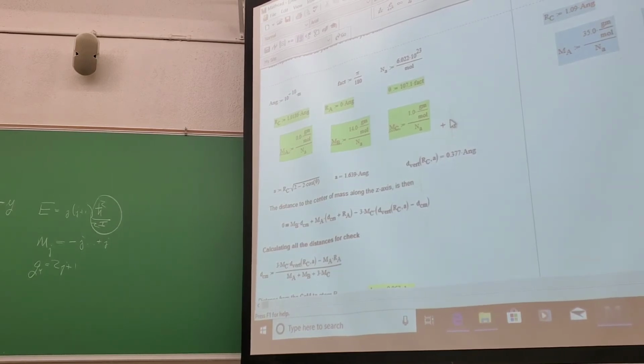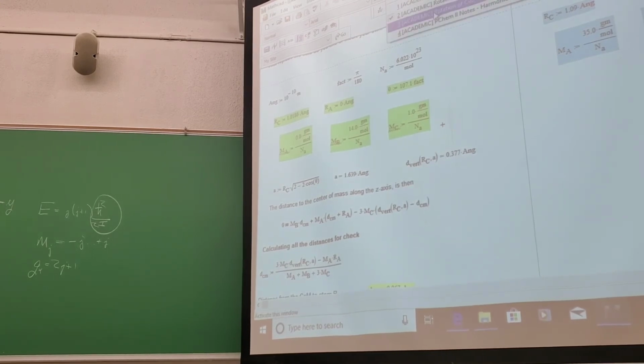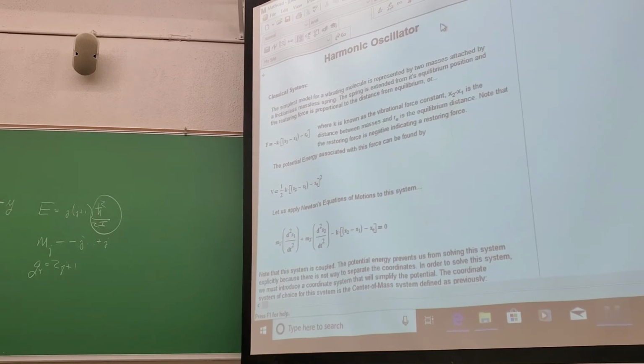3 of them associated with translational motion, nx, ny, and nz. We have 2 more associated with rotation, J and M. We've got 1 more left. Of course, we have 1 more motion left, and that is vibration. So I would just introduce it, and then we will attack it quantum mechanically later.